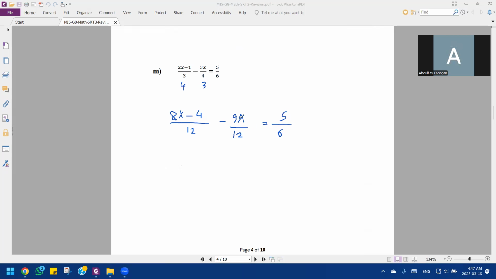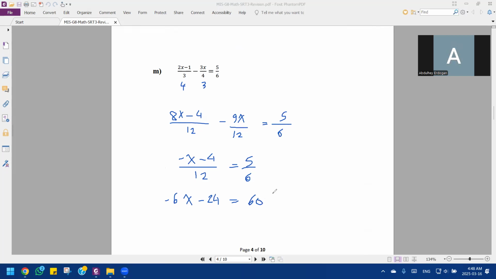Now, 8x minus 9x, this is minus x, because 8x minus 9x is minus x, and we still have minus 4 over 12 equal to 5 over 6. This is after simplification. Okay, now you can see here that it is a cross multiplication. So we times 6 by minus x, so minus 6x, minus 6 by 4 is 24, equals to 5 by 12, 5 by 10 is 50, 5 by 2, 10, so 60.